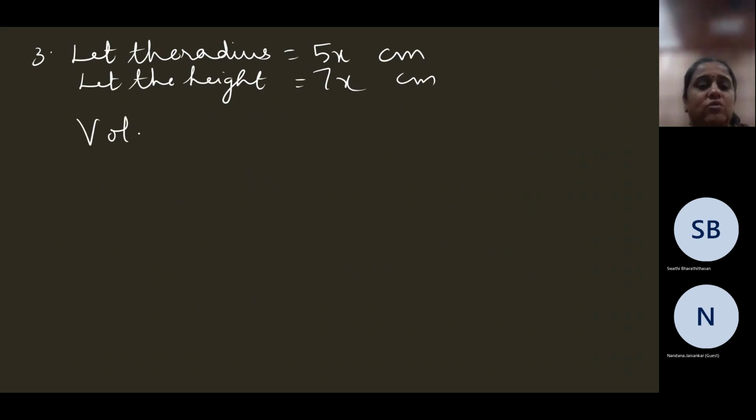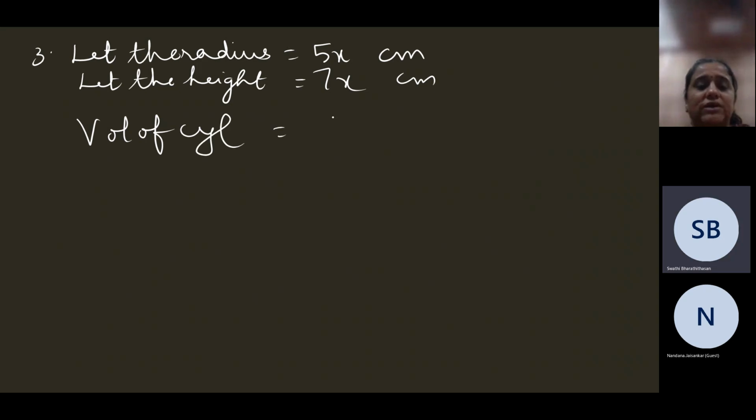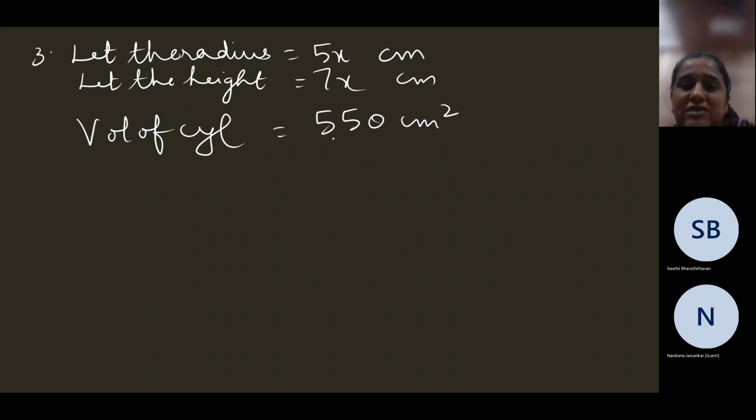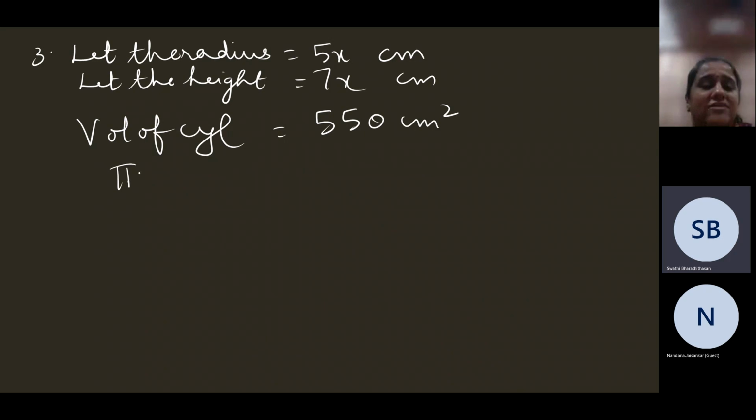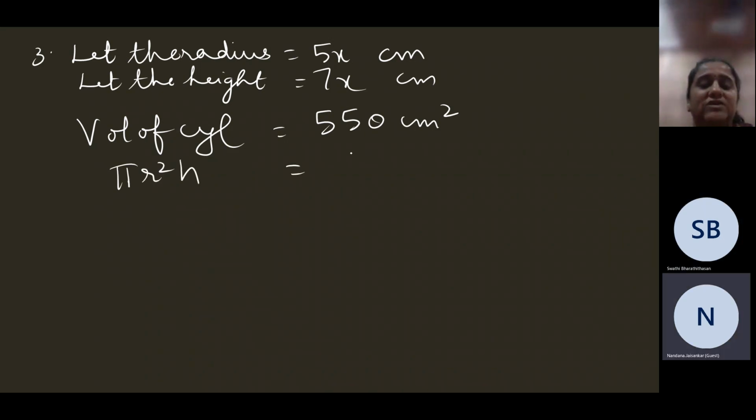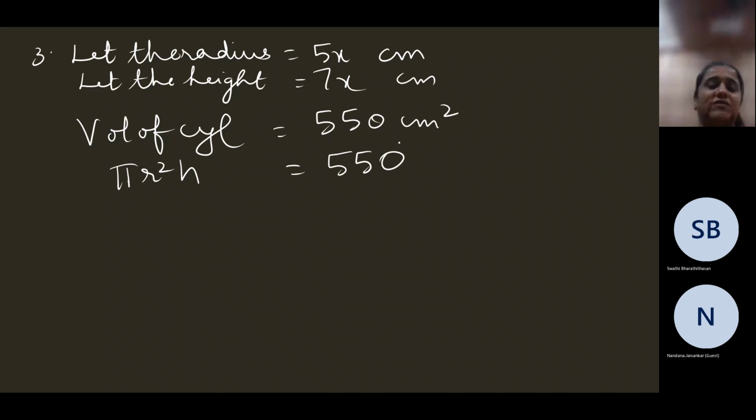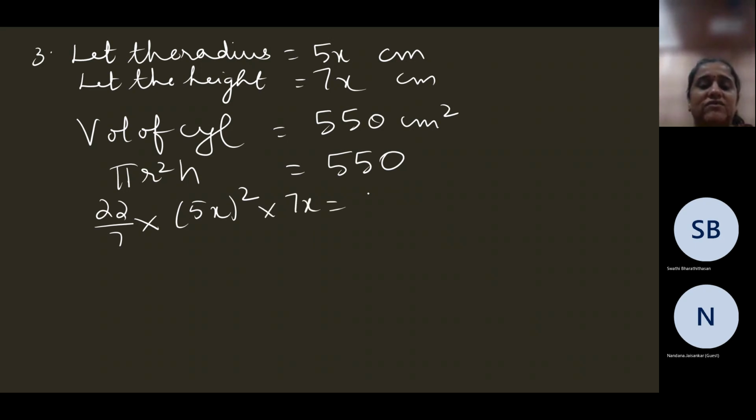Since it's already time, children, I'll just give the answer. See if you have the same steps with you. Volume of the cylinder is equal to 550 centimeters square. Now, what is the formula to find the volume? Pi r square h, correct? Pi r square h is equal to 550. The value of pi is 22/7 into r square, so 5x the whole square into h, 7x, is equal to 550.